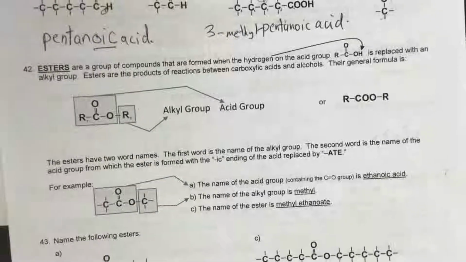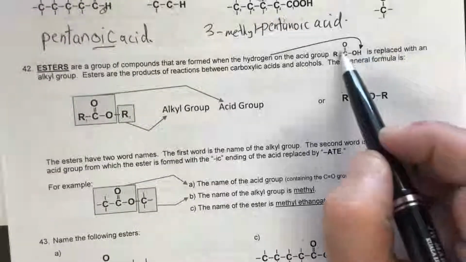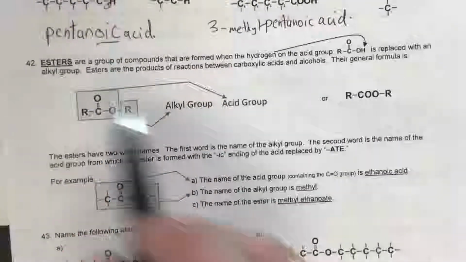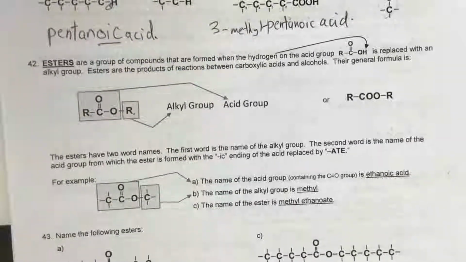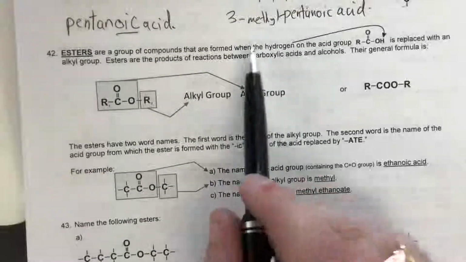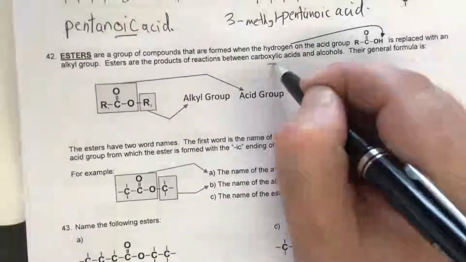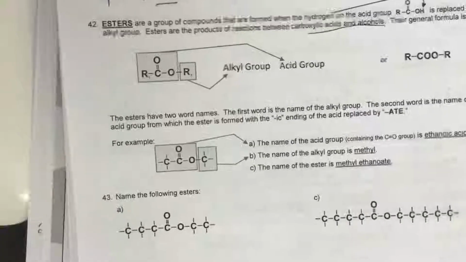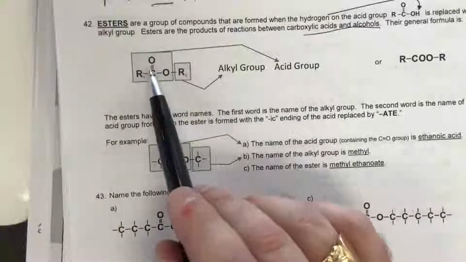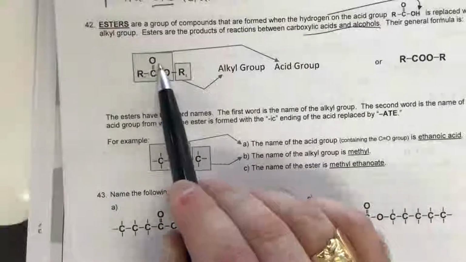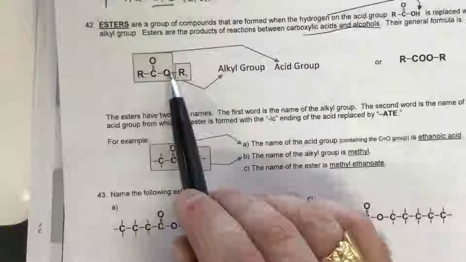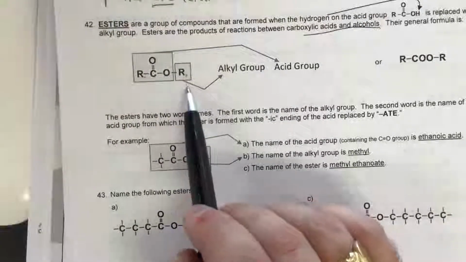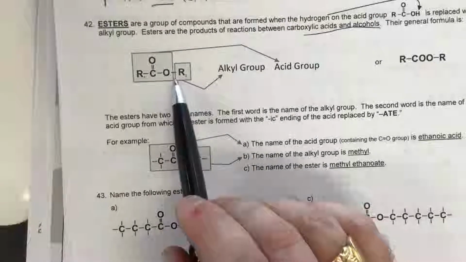Okay, so it says here, esters are a group of compounds that are formed when the hydrogen on the acid group, so there's your carboxylic group, this hydrogen, is replaced with an alkyl group. Esters are the products of reactions between carboxylic acids and alcohols. So the general formula is, we still have that double bonded oxygen, but our H has gone away.